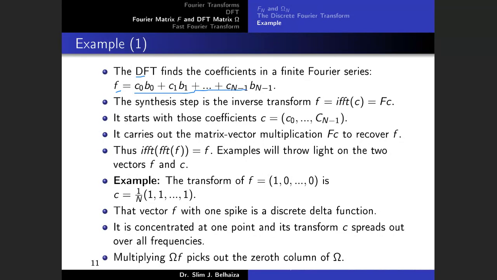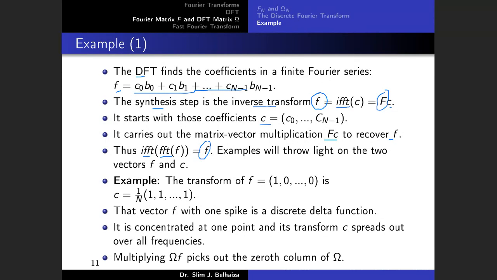Now the backward step, the synthesis step, is the inverse transform, where you are using the IFFT, the inverse Fourier transform, and you want to retrieve F from C. So you multiply C by what? By your Fourier matrix F. It starts with the coefficients C and carries out a matrix-vector multiplication FC to recover F. So when you perform them twice, you get the identity. When you apply FFT, then the inverse, IFFT, you get back F.